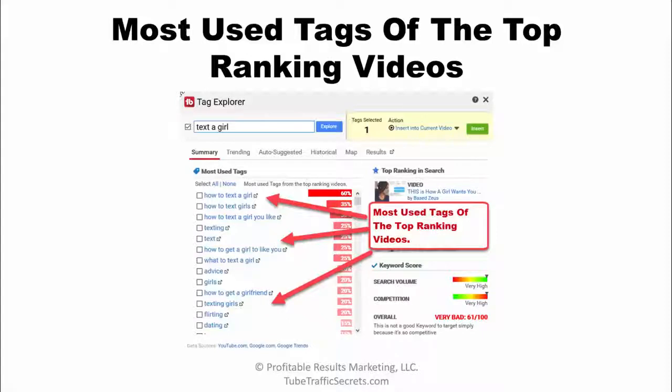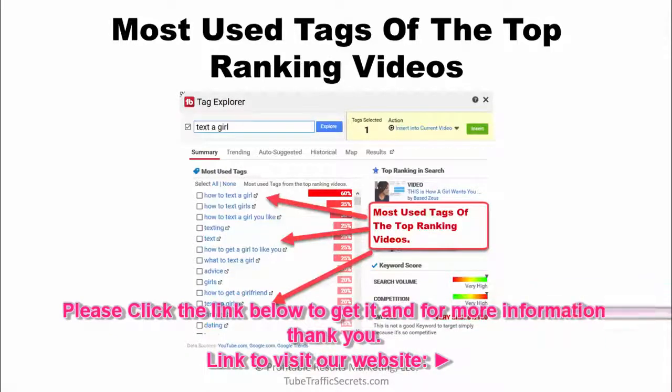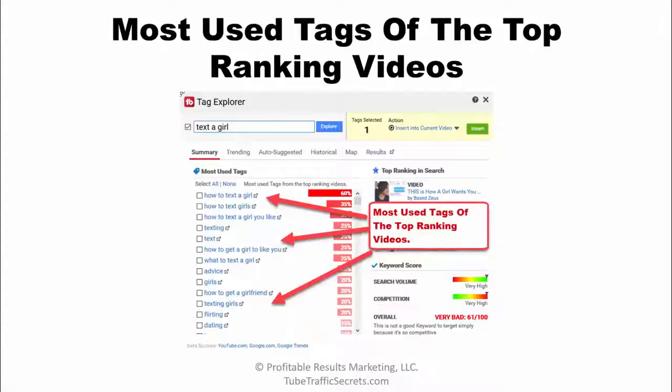We all know that. Well, their keyword score tells you how high the search volume is, and it also tells you how high the competition is. And just to make sure that you understand just how difficult or easy it could be to rank for a particular keyword phrase, their keyword score gives you a scale of 0 to 100, 100 being the easiest to rank for. And the overall score, they'll actually tell you, very bad, 61 out of 100. And they'll say, this is not a good keyword to target simply because it's so competitive.